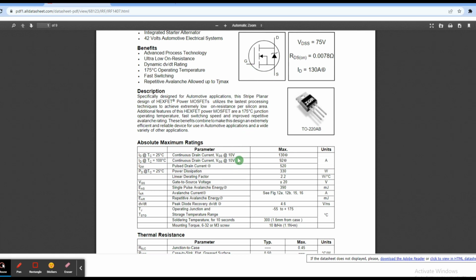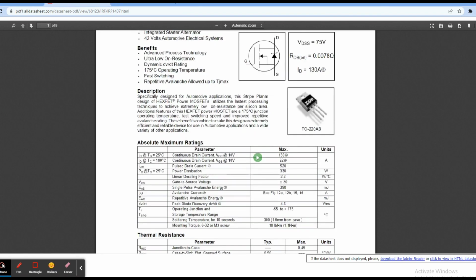Here you can see it is saying that it can draw 130 amperes of current if you apply 10 volts VGS, meaning between gate and source. If this voltage is greater than or equal to 10, then it will short this drain and source.